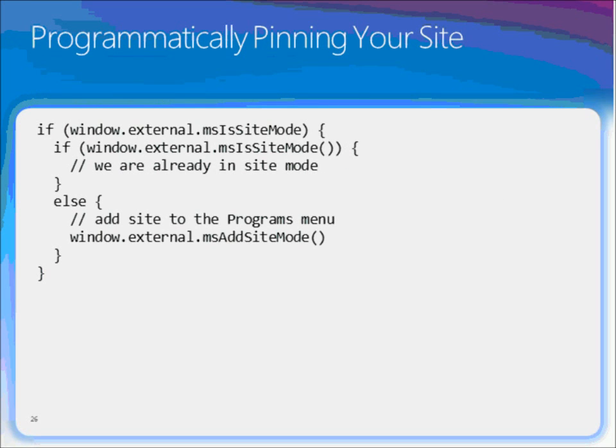If you want to do it programmatically, you can add it to the Start menu or check for the existence of this using window.external.msIsSiteMode. That'll come back with a true or false value telling you whether the browser supports site mode or not. Then by calling window.external.msIsSiteMode() as a function, you can tell if you're already in site mode or not.